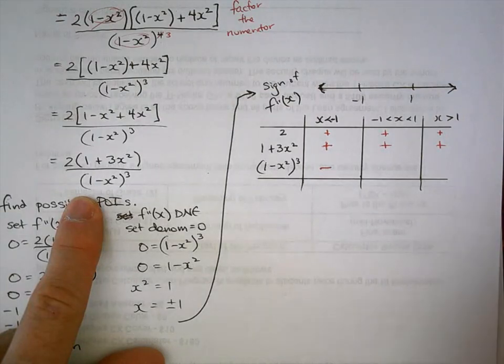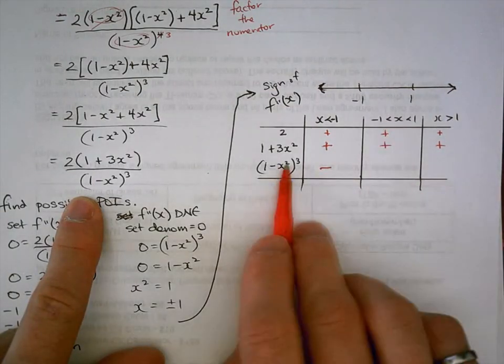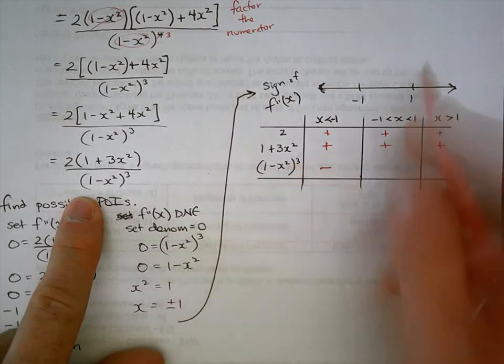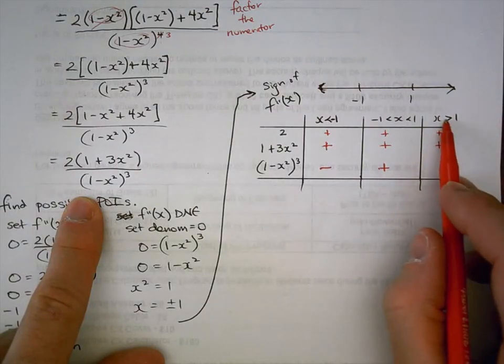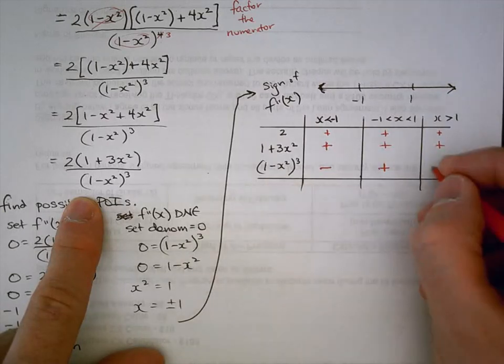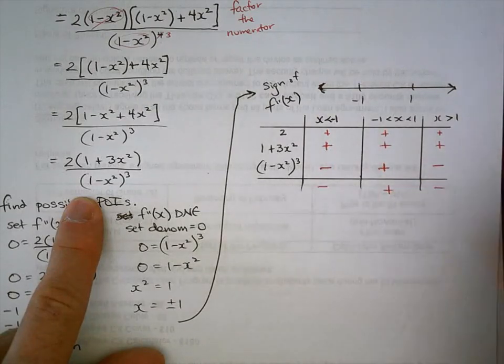Interesting. What if I take a number between -1 and 1, say 0? Okay, I'm going to sub in 0 then. So I have 1 minus 0 is 1, cubed is positive. And if I take a number greater than 1, say 2, I have 1 minus 4, which is -3. Again, negative cubed is negative. Interesting. So I end up with negative, positive, negative. Oh, the old negative, positive, negative.